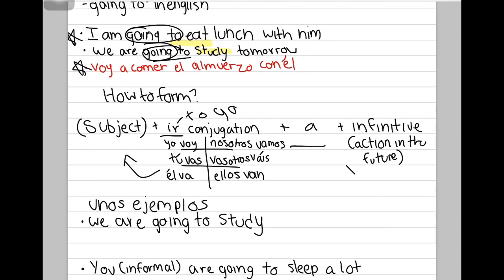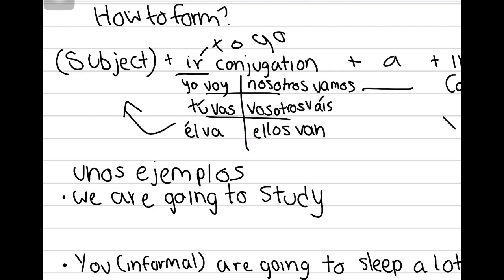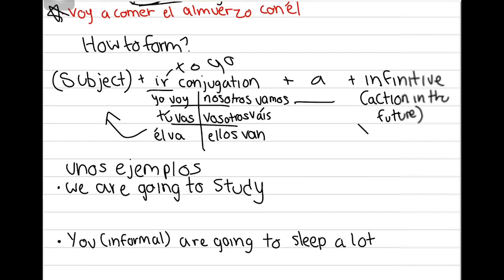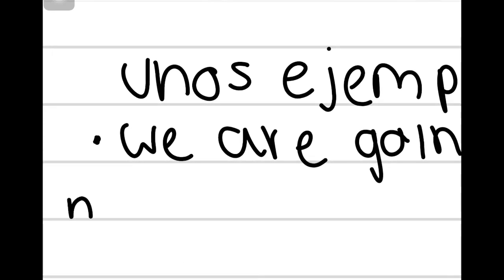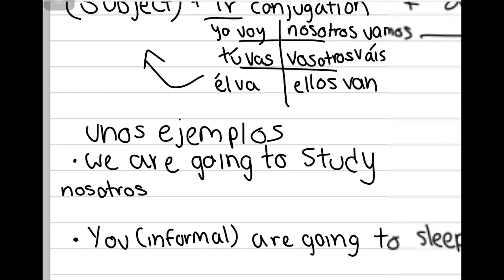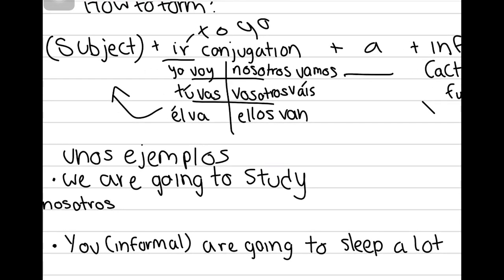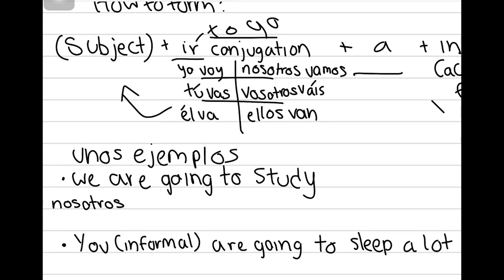So, unos ejemplos. We are going to study. So, according to this, we start with the subject. And we is nosotros, or nosotras if it's all girls. So this, we have to conjugate the verb to go, or ir in Spanish, according to what the subject is. So the subject is nosotros, right? So the way to say we are going in Spanish is nosotros vamos.